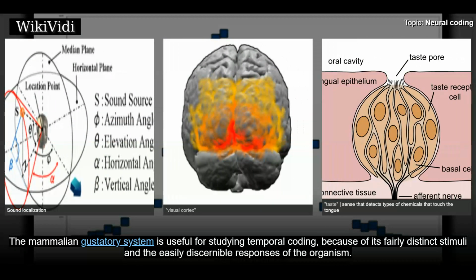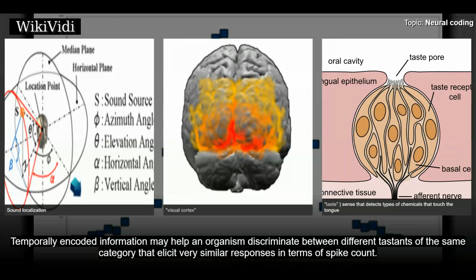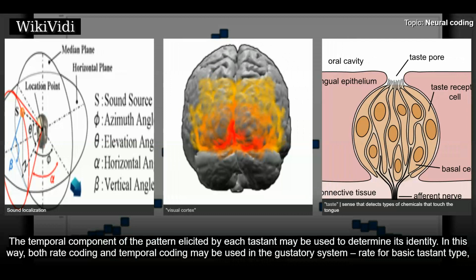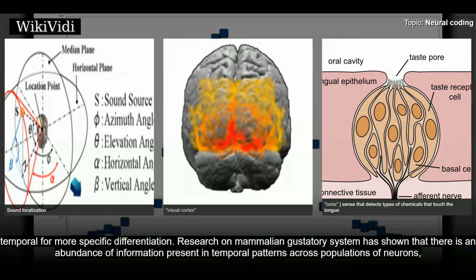The mammalian gustatory system is useful for studying temporal coding because of its fairly distinct stimuli and the easily discernible responses of the organism. Temporally encoded information may help an organism discriminate between different tastants of the same category that elicit very similar responses in terms of spike count. The temporal component of the pattern elicited by each tastant may be used to determine its identity. In this way, both rate coding and temporal coding may be used in the gustatory system: rate for basic tastant type, temporal for more specific differentiation.